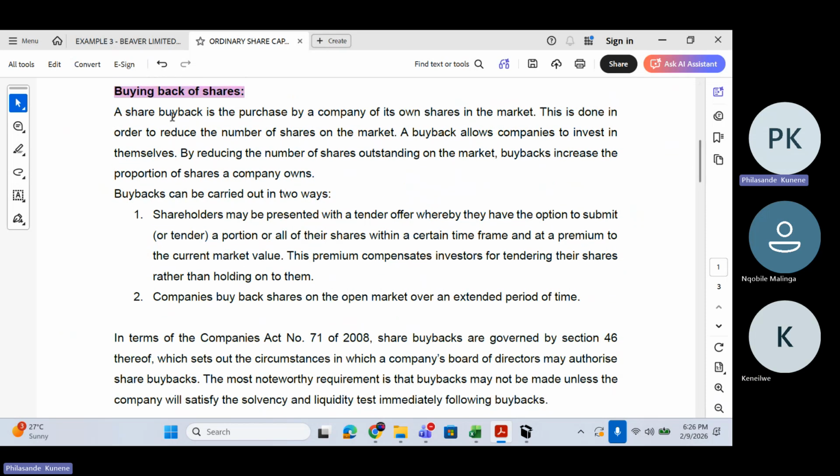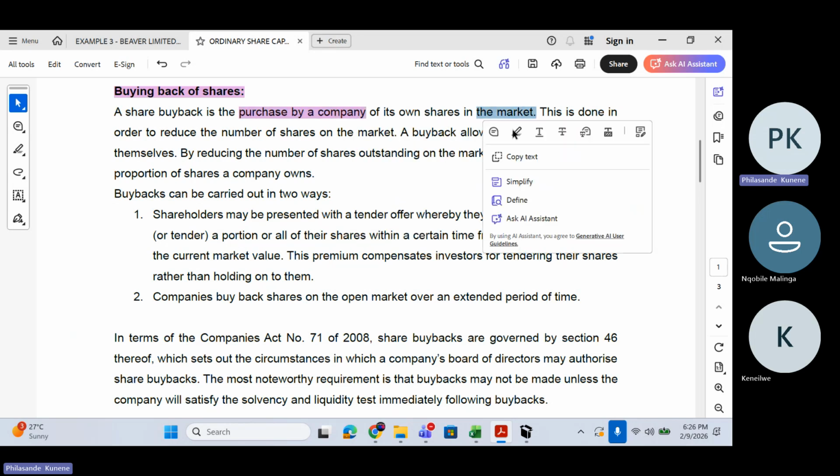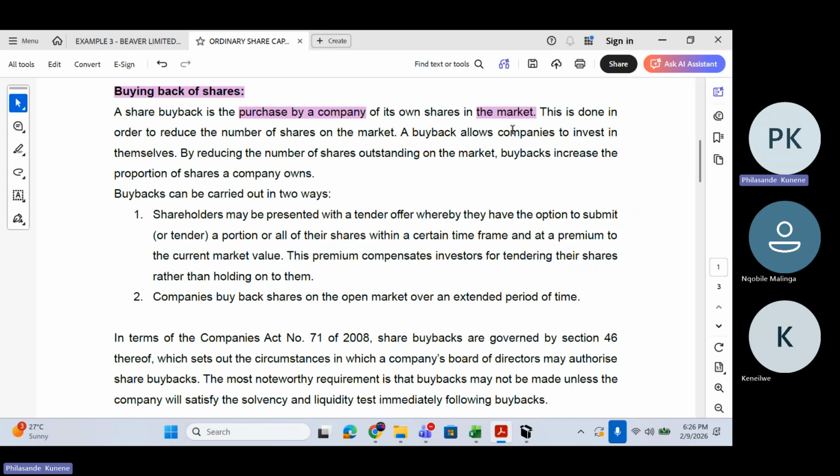Buying back of shares. A share buyback is the purchase by a company of its own shares in the market. When they say in the market, we're talking about shares that are sitting with shareholders, shares that were issued before. We go to shareholders and say, give us back our shares. Then we buy those shares from them.